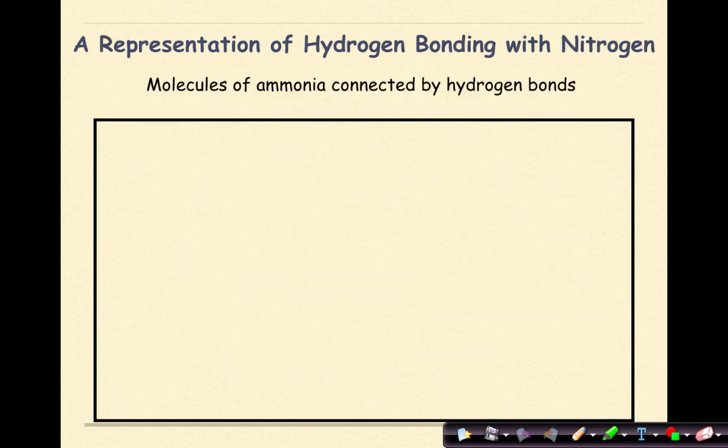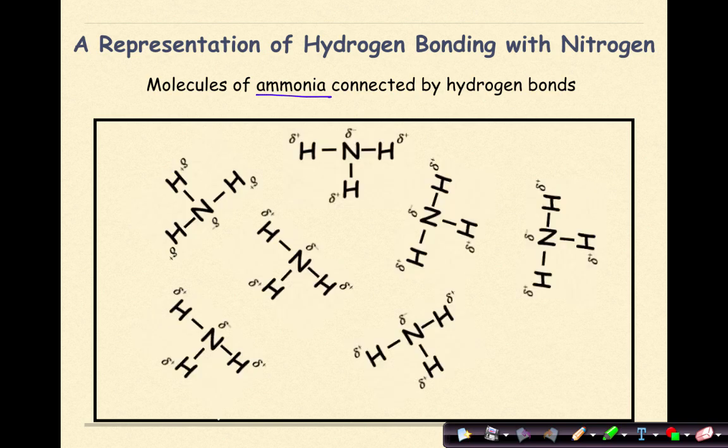Here's the last representation of hydrogen bonding, and it is with nitrogen. Molecules of ammonia are connected by hydrogen bonds. So here are our molecules of ammonia. They are arranged so they can form those weak intermolecular forces of attraction via hydrogen bonding between neighboring molecules and have liquid ammonia, where the hydrogen is slightly positive on one end and the nitrogen is slightly negative on the other end of the force of attraction.